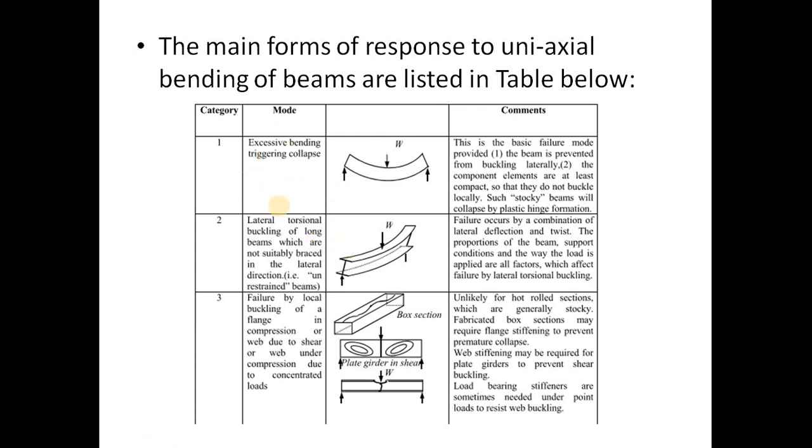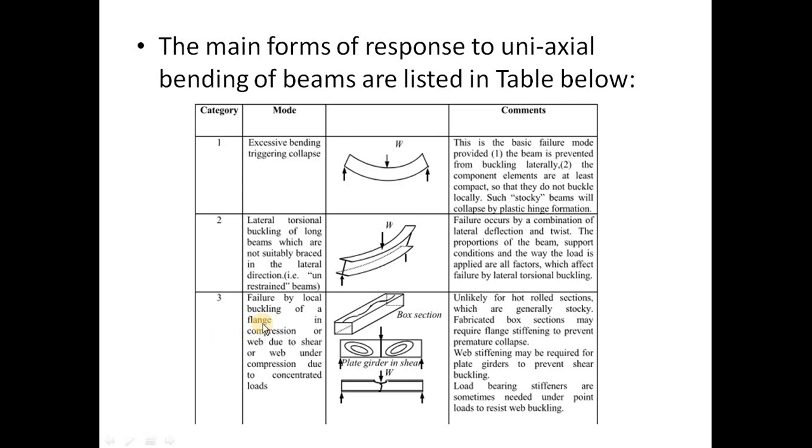So what does this category say? Lateral torsional buckling of long beams which are not suitably braced in the lateral direction. This is the longitudinal direction wherein we have a loading here, and since these are not laterally braced in the transverse direction, they undergo lateral torsional buckling. You can see here failure occurs by a combination of lateral deflection and twist. We'll see those things in much more detail in the further slides.